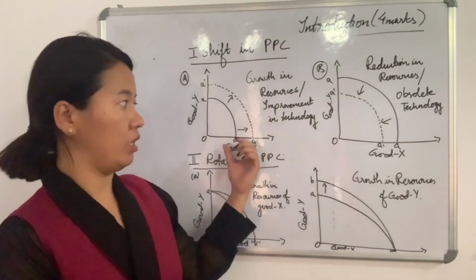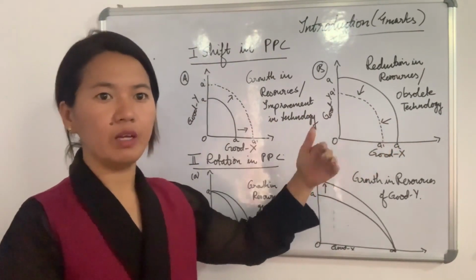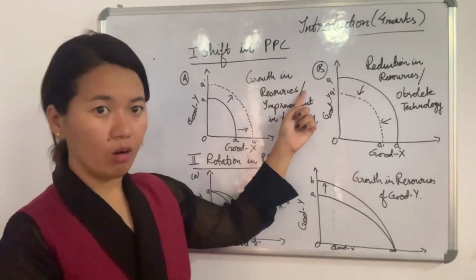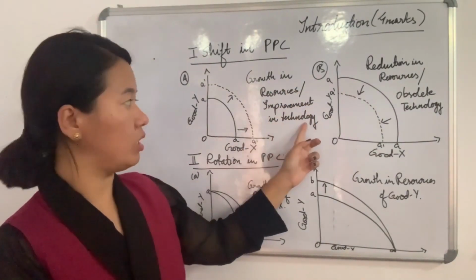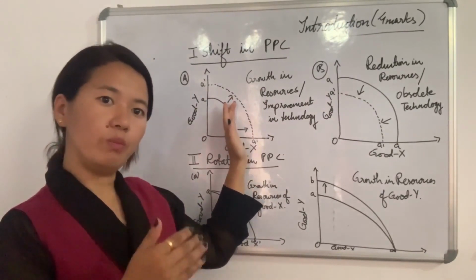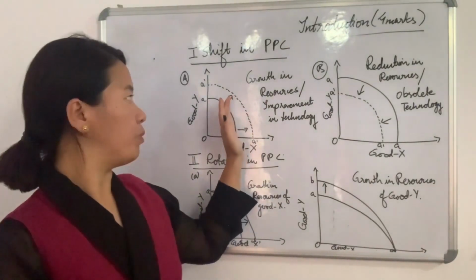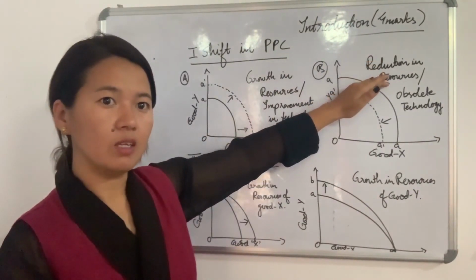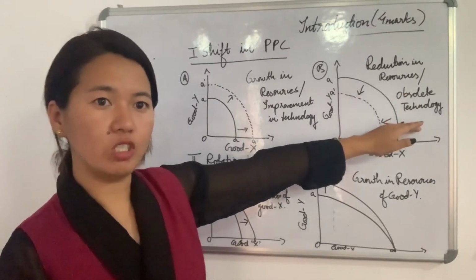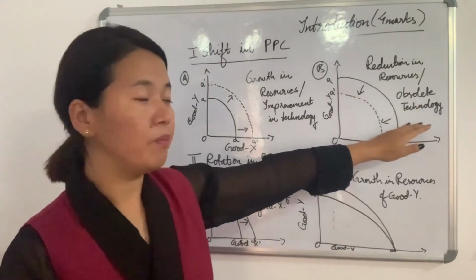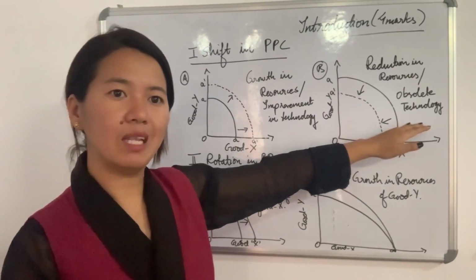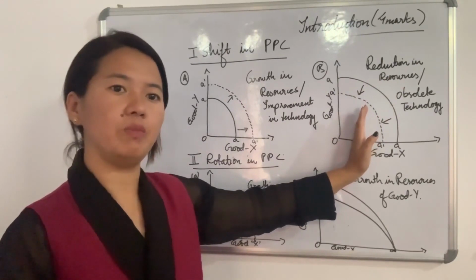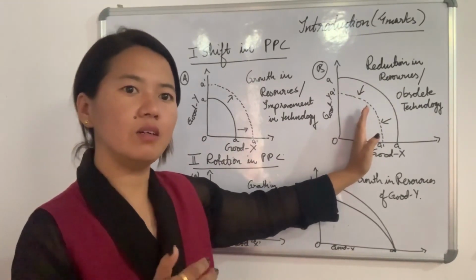The PPC will shift either rightward or leftward depending upon the resources and technology. When there is growth in resources or an improvement in technology, the producer will be able to produce more, so the production possibility curve will shift towards the right. And when there is a reduction in resources or an obsolete, old or outdated technology, the producer will not be able to produce like before. So the production possibility curve will shift towards the left. That means he will be able to produce less than before.